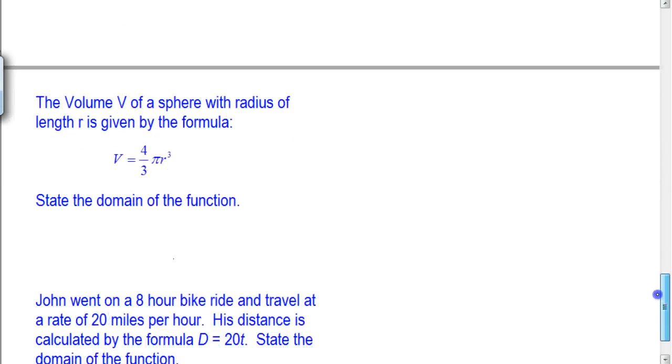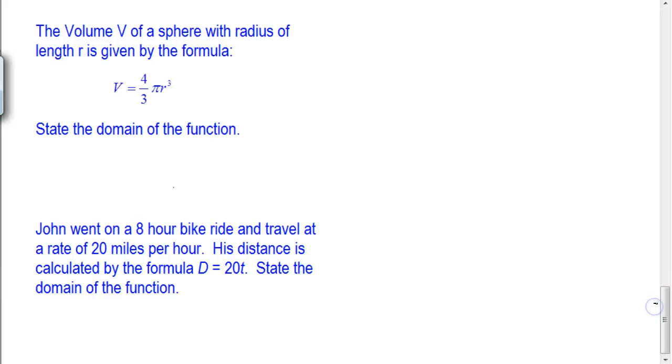Okay, so I want you now to try these two. Here we have the volume of a sphere with the radius r given by the formula v equals 4/3 pi r cubed. So I want you to figure out what the domain for that function would be. And then look at the story problem. I want you to find the domain for that situation as well. So why don't you go ahead, pause the video, and hit play when you're ready to check your answer.